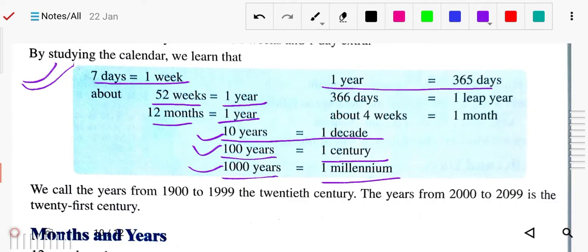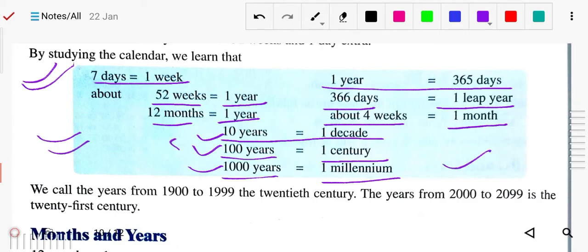In 1 year there are 365 days, and 366 days in a leap year. About 4 weeks make 1 month. So in 1 month, how many weeks? 4 weeks. Okay, so this chart you have to write in your copy and learn it. These are very important numbers.